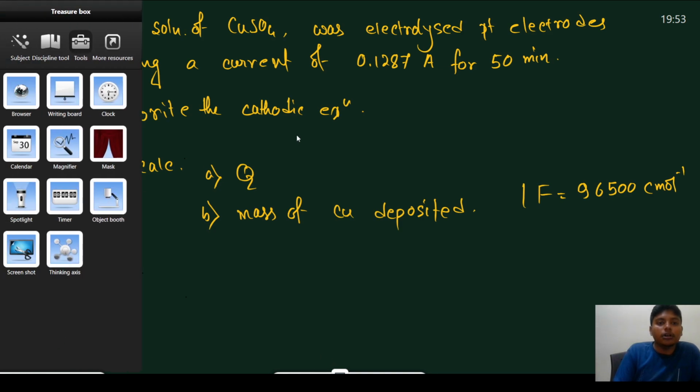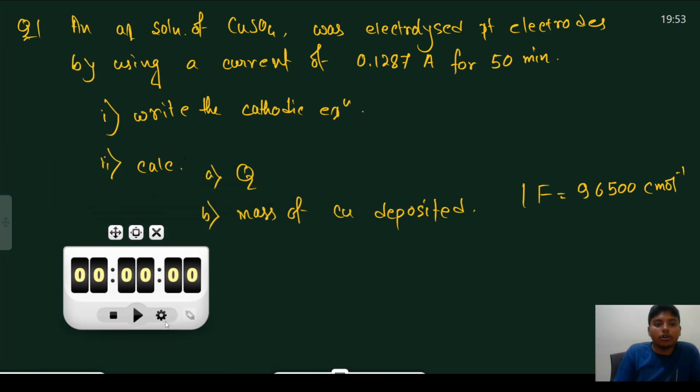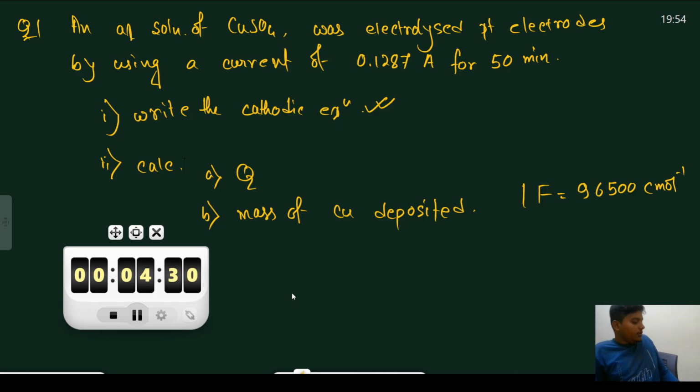Your time starts. Understood the question, what to do or not? Slightly, sir. Okay. Copper sulfate, we are doing electrolysis, and all the values are given. You just need to find Q and how much copper is deposited. Within 5 minutes, do it and send it in the group. Let's see who can send it fastest, or you can tell also.